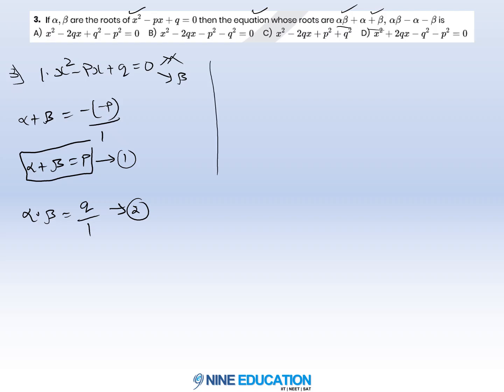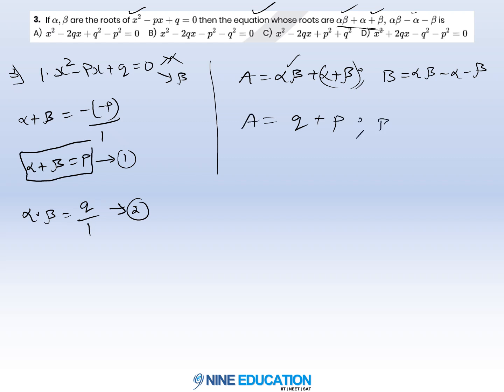Now we need to find the equation whose roots are these two values. Let's assume one root as a, which is alpha into beta plus alpha plus beta. Let's assume another root as b, which is alpha beta minus alpha plus beta. So we know alpha into beta from equation 2, which is q, and alpha plus beta from equation 1, which is p. So one root is q plus p. Another root b will be q, taking minus common, minus alpha plus beta, whose value is p. So we got the new roots for the equation.